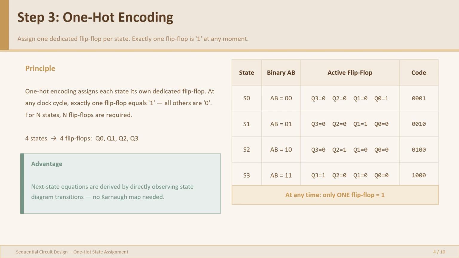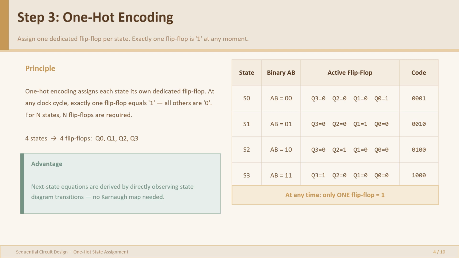Now, here is where the technique becomes interesting. Instead of encoding our four states in binary, which would only require two flip-flops, we are going to use one-hot encoding. In one-hot encoding, we dedicate one flip-flop to each state. With 4 states, we need 4 flip-flops. I will call them Q0, Q1, Q2, and Q3. The rule is simple. At any point in time, exactly one flip-flop equals 1. All the others equal 0.